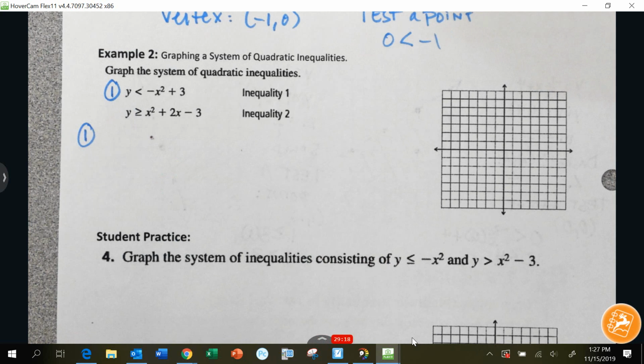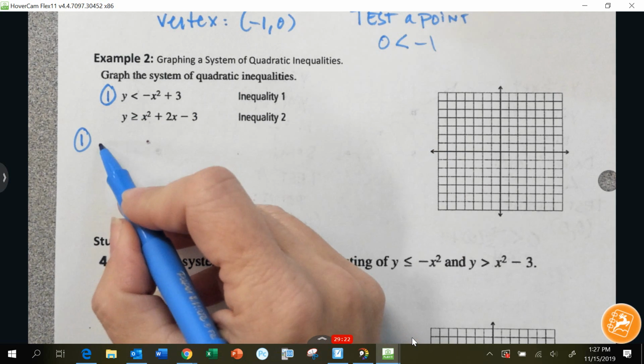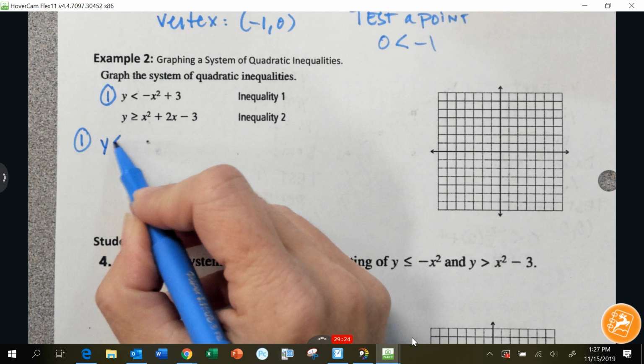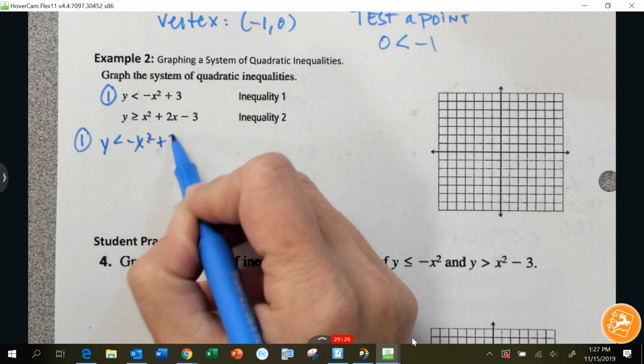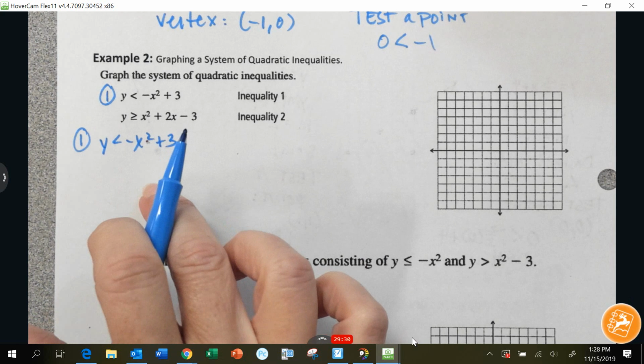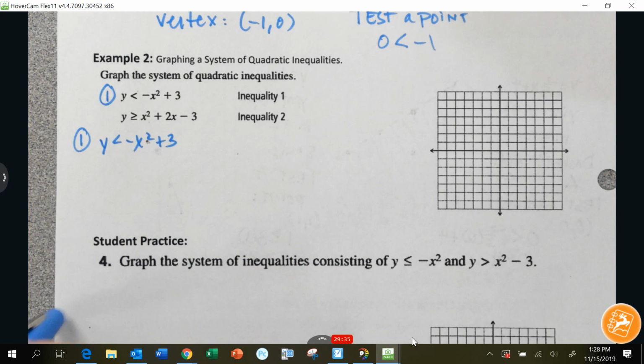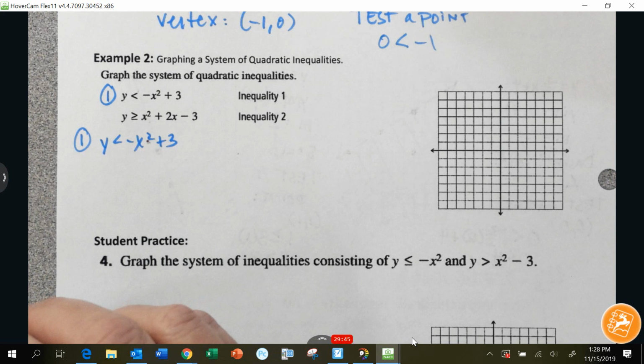Number 1 is going to be dashed. How would I graph y less than -x squared plus 3? What would be the smartest way of graphing this one? What is it in? Standard form? It could be standard form. It is vertex form.